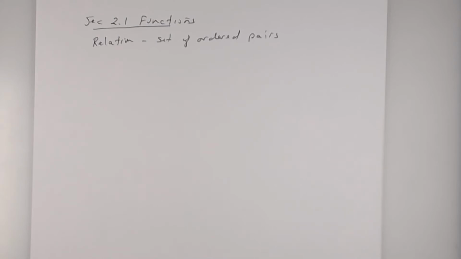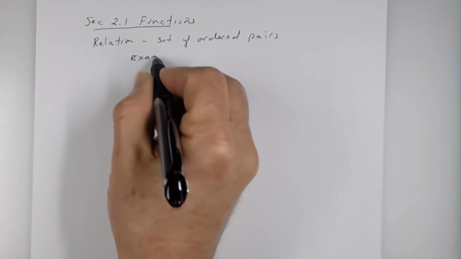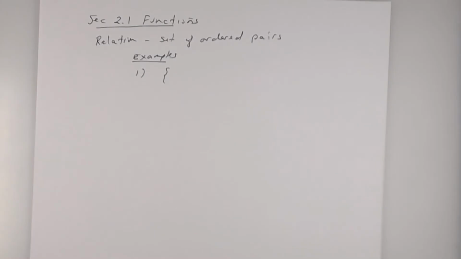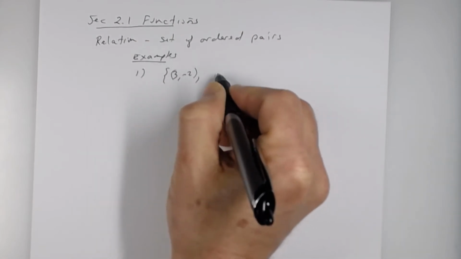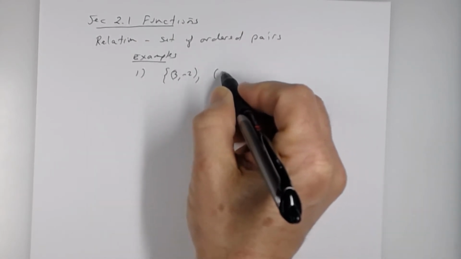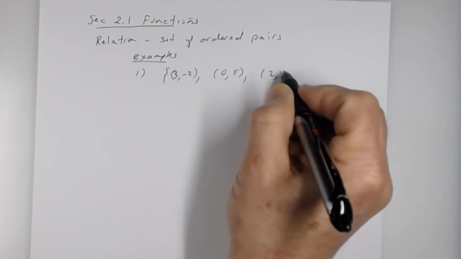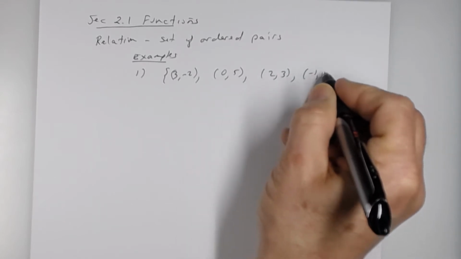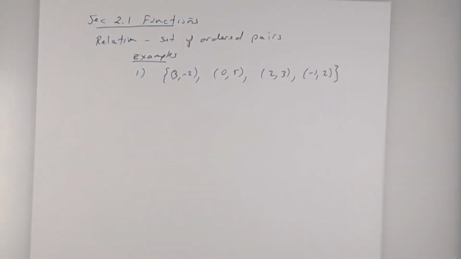So examples of relation, so these are examples. Number one, we could actually have a set of ordered pairs. So we could have (3, -2). We could have another ordered pair that could be (0, 5). We could have another ordered pair (2, 3), and so on. So it could be a set of ordered pairs, just like this. All right, so a relation is a set of ordered pairs. How many ordered pairs are in this set? 4.